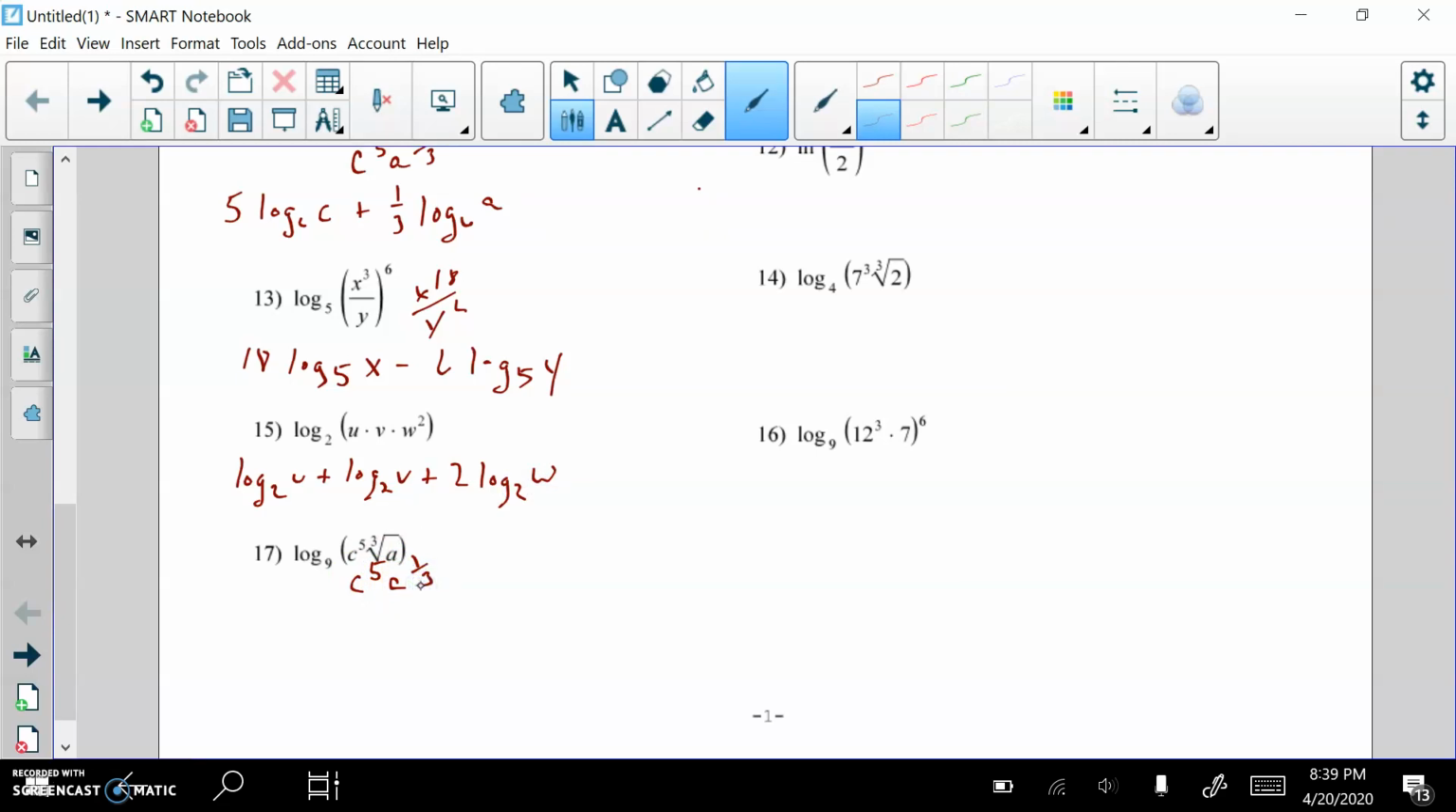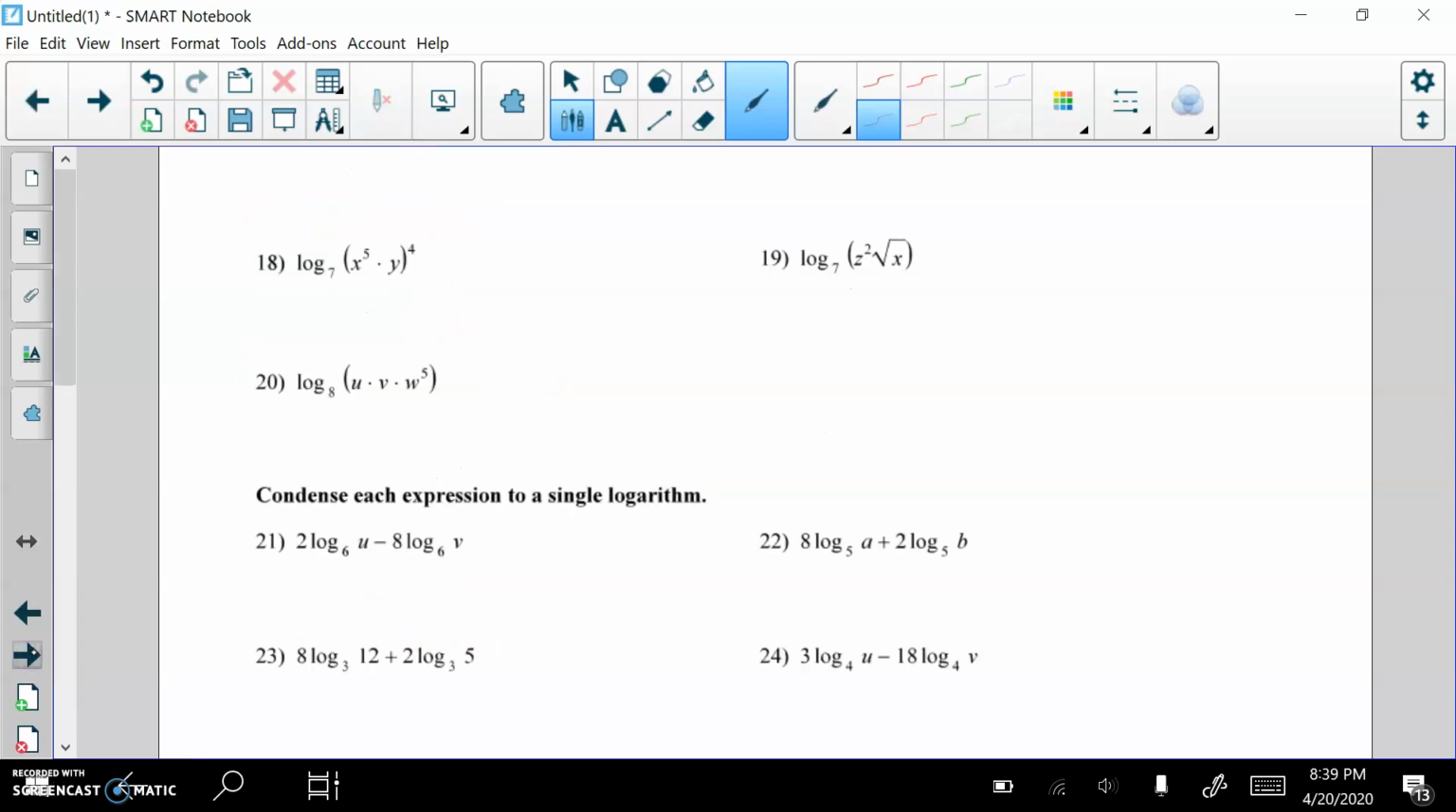This is starting to get repetitive. I may have you do multiples of 4. 5 log base 9 of c plus 1/3 log base 9 of a. Next page. That took me 4 minutes. Yeah, super repetitive. Oh, there's an odd on the right side of the screen. That's weird.